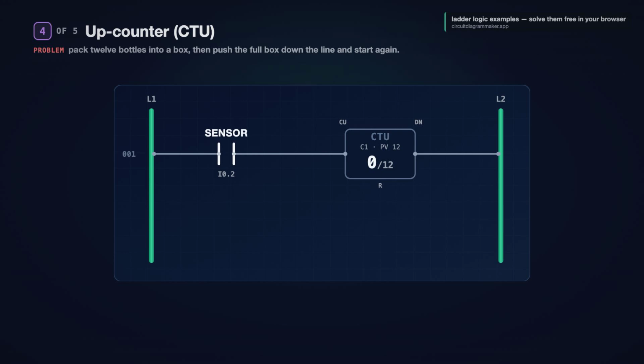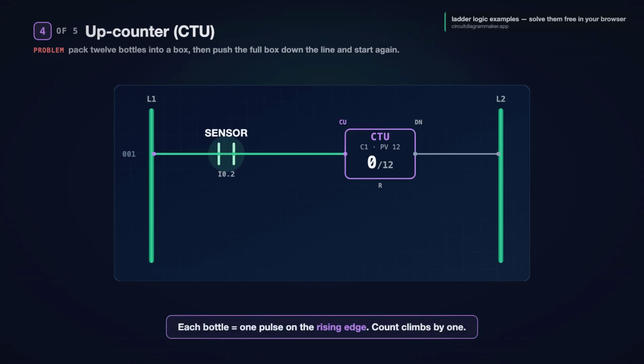Example 4, the up counter. The problem: pack 12 bottles into a box, then push the full box down the line and start again. We need to count events, not time them. That is a counter. This block is a CTU, a count up counter. It also has 3 parts. A count input that pulses it, a preset of 12, and a done bit when the count reaches that preset.